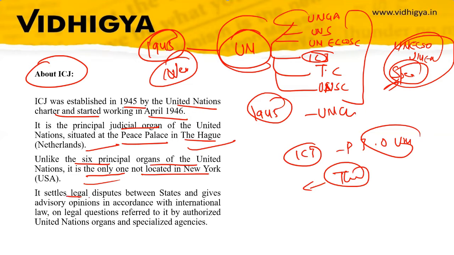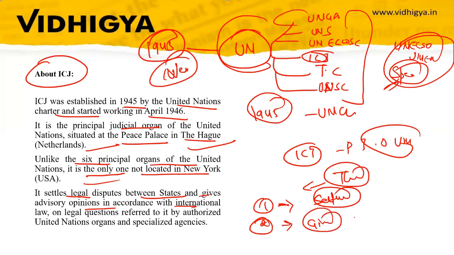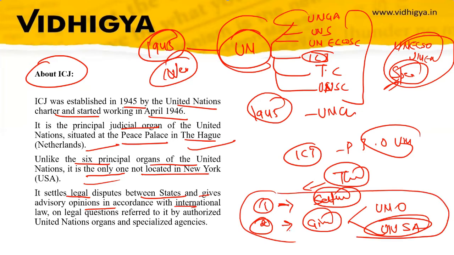So what is the role? It settles legal disputes between states and gives advisory opinions in accordance with international law on legal questions referred to it by authorized UN organs and specialized agencies. First thing, two objectives, or you can say two functions. First is settling legal disputes between the states, and second, giving opinions as per international law on legal questions referred to it by United Nations organs or United Nations specialized agencies, for example UNESCO. So this is the functioning of the ICJ: settling disputes between states and giving advisory opinions.